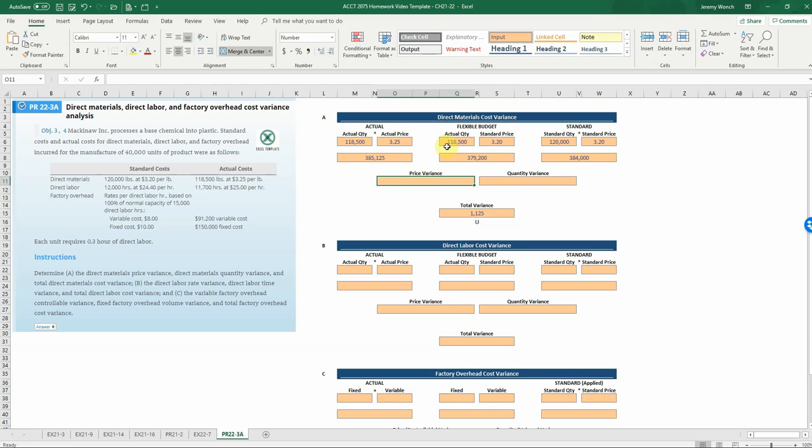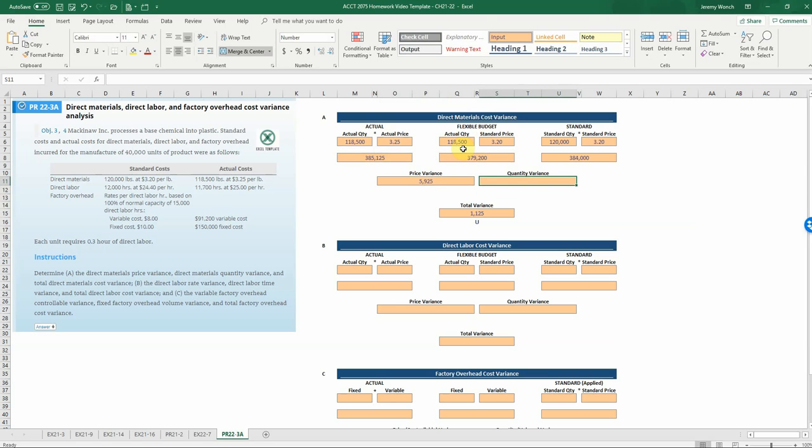Now we're going to compare the actual to the flexible budget. Our actual quantity is the same, so the only thing that varies here is the actual price, giving us the price variance. We just subtract our actual minus our flex budget.